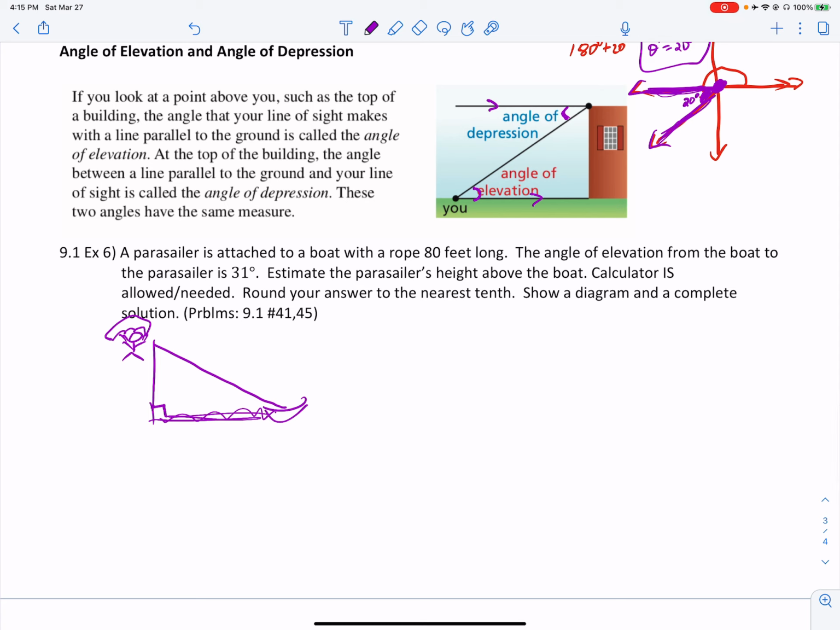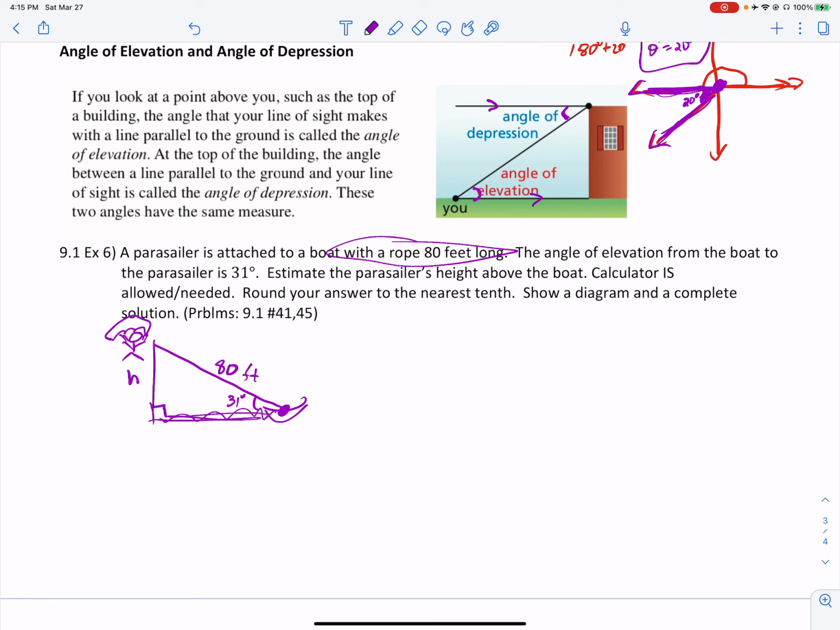But anyway, now you have to be careful. Think about it, the rope is 80 feet long. Well, that's this length. It's not the water length or the altitude of the parasailer. Now, the angle of elevation from the boat to the parasailer is 31 degrees. So that's this one right here. Estimate the parasailer's height above the boat. Really, they mean altitude above the water. And so there it is.